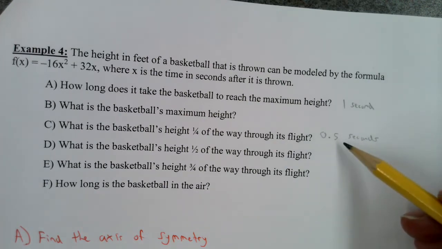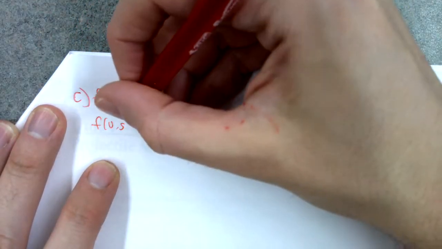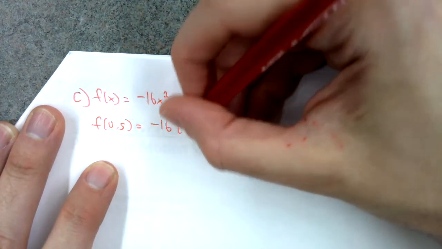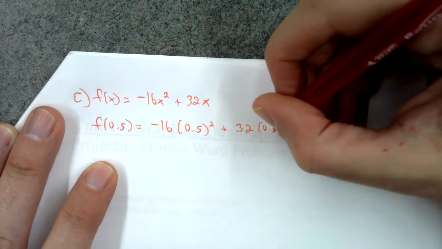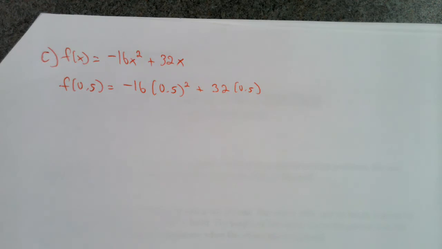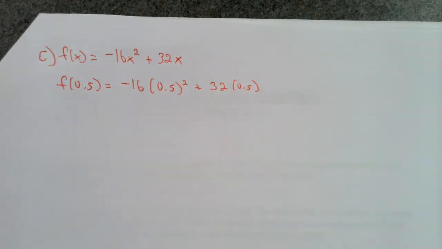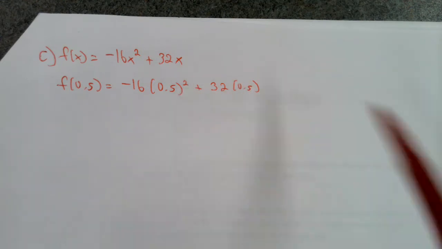So in a sense, you're replacing x with 0.5, okay? So for part C, you are going to replace the x with 0.5. Tricky, tricky. But if 1 second is halfway, then 1/4 of the way is 0.5. Half of halfway. Order of operations, 0.5 squared.